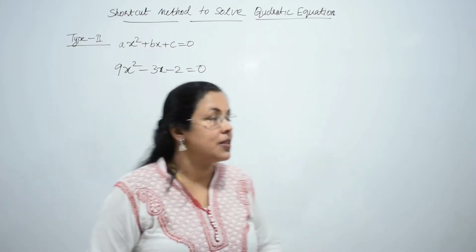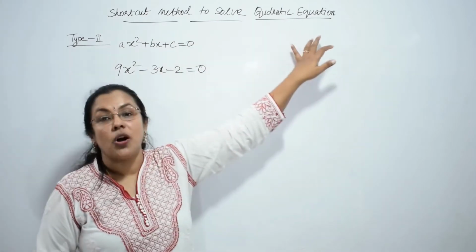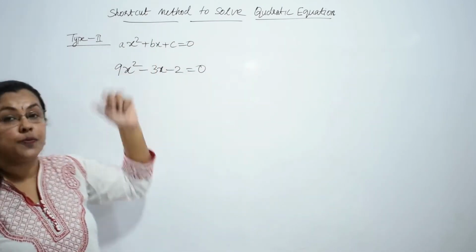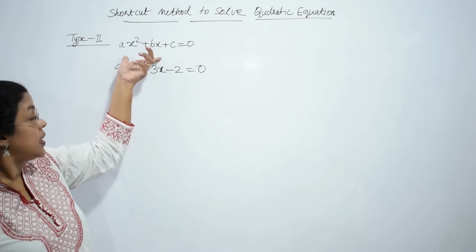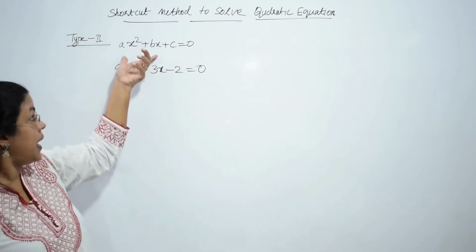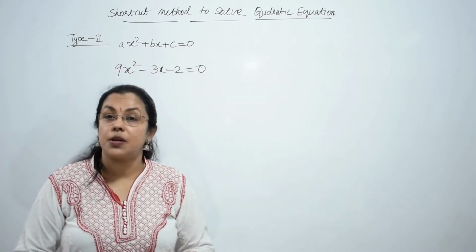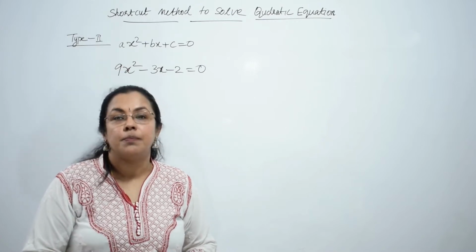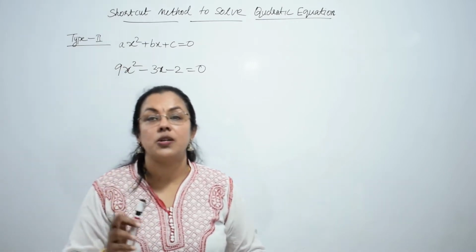Today I am back with the shortcut method to solve quadratic equation type 2. How to solve equations of the form ax square plus bx plus c is equal to 0 so quickly. Before watching this video, please watch type 1.